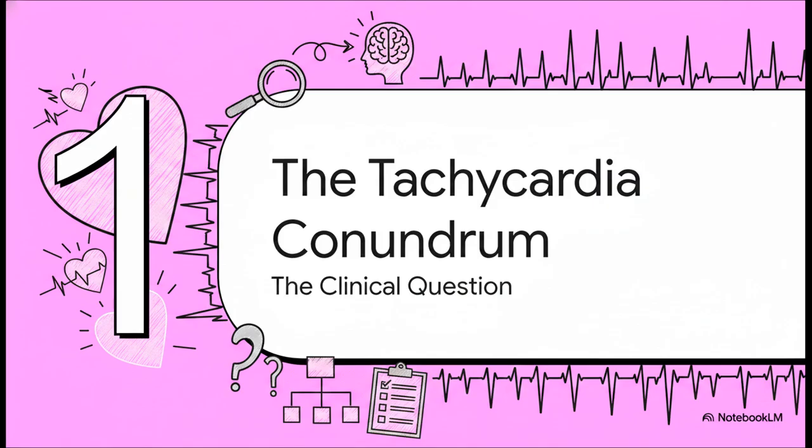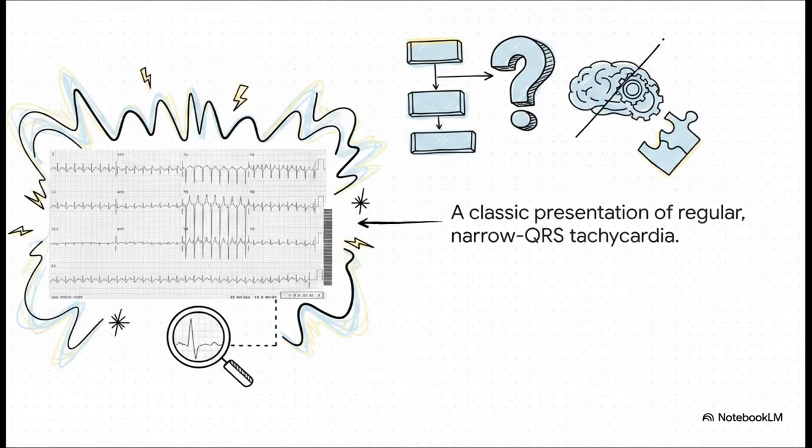Okay, so let's set the scene. You're a clinician, and you're looking at an ECG with a regular tachycardia where the QRS is nice and narrow, less than 120 milliseconds. Right away, a specific list of possibilities should pop into your head. The real challenge, the fun part, is systematically digging through the subtle clues in that tracing to land on the correct diagnosis. So take a look at this.